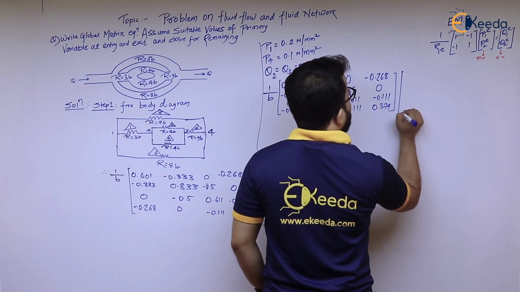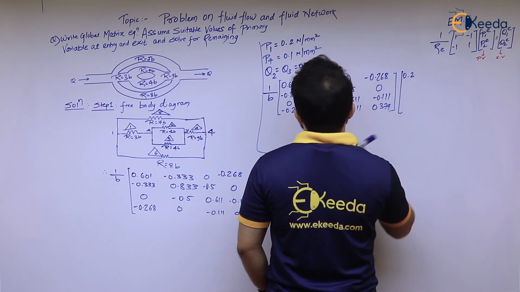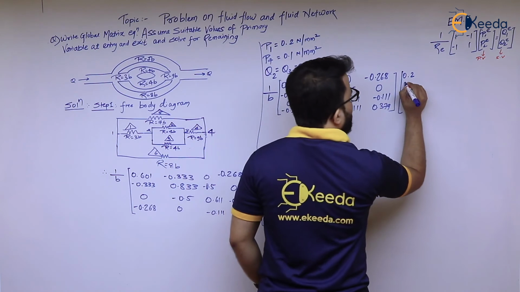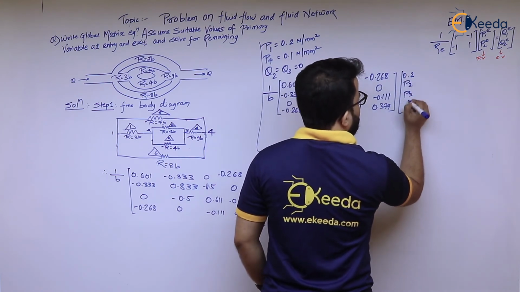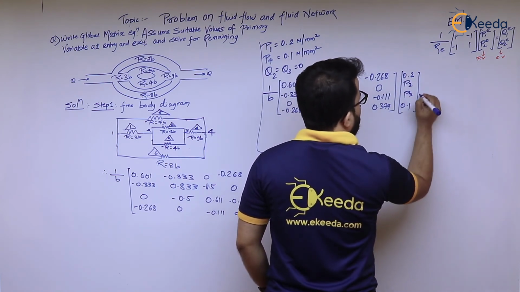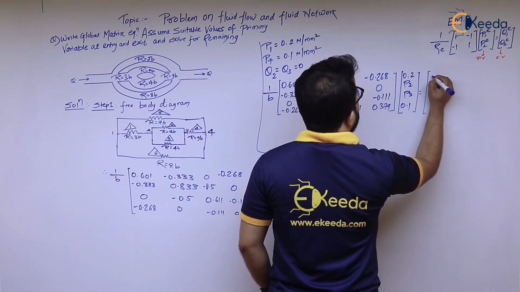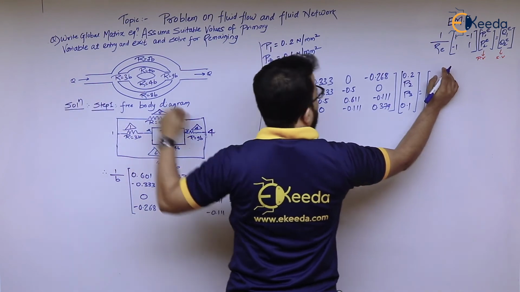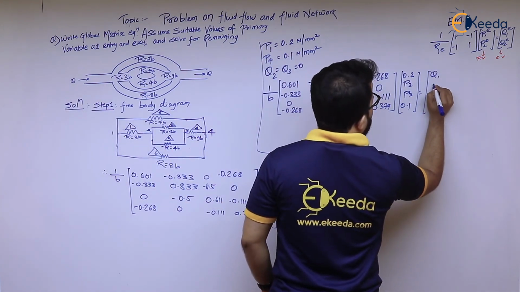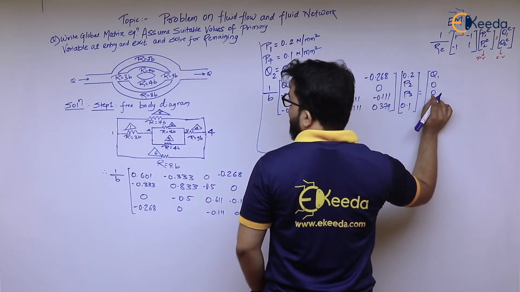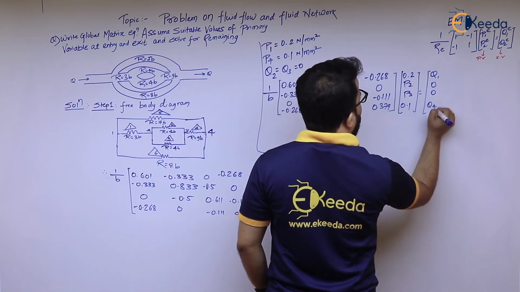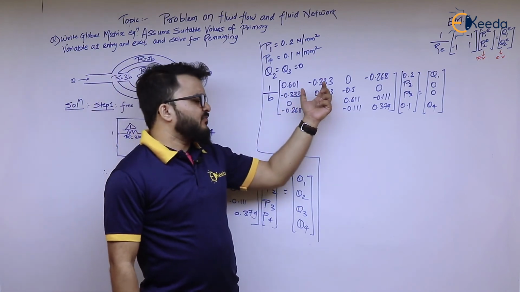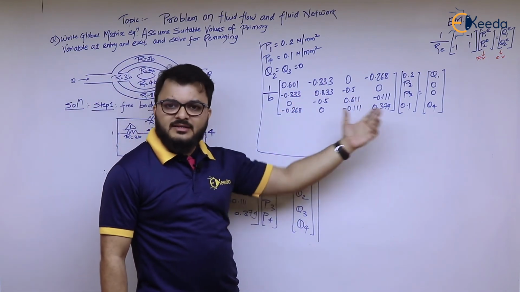So this becomes 0.2, but you have to find P2 and P3, so these will be the unknowns, and 0.1 is equal to Q1, which is the entry level rate of flow. So that will be the unknown. Q2 and Q3 will be 0 for balancing purposes, and Q4 is also unknown. Okay, so now I will find the equations by using this matrix data.